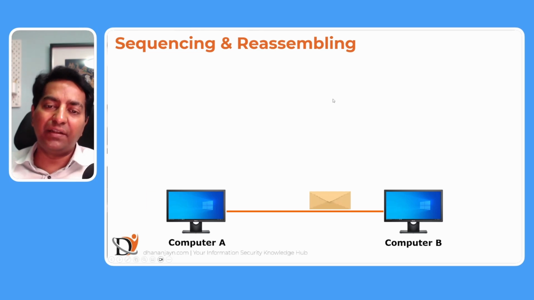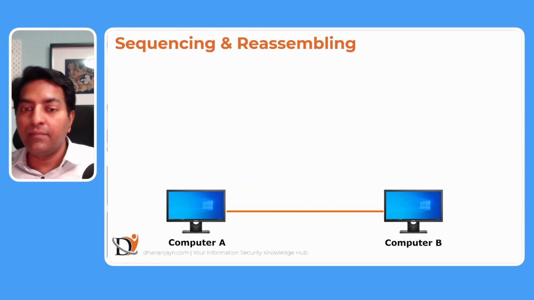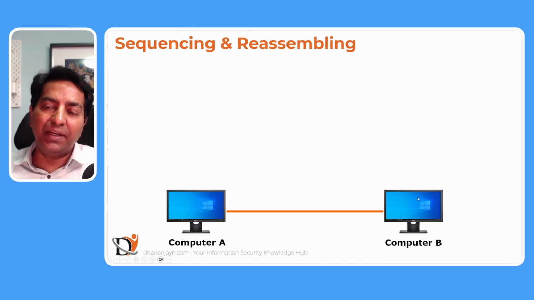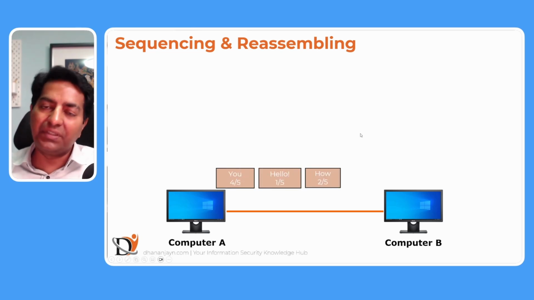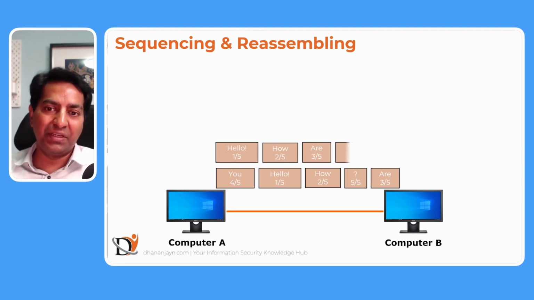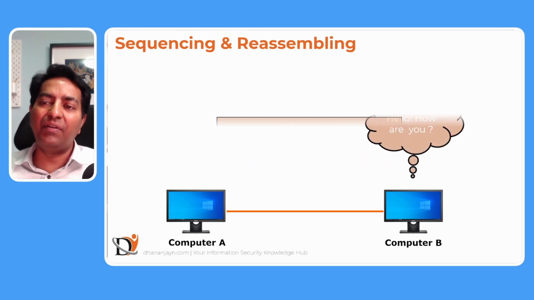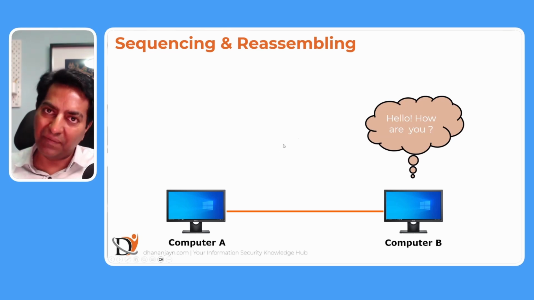Now that the data is segmented, it is being sent. Now you have the data received by computer B. It will first receive all those segments, and then it will reassemble them in proper sequence. Now the data is being sequenced and it will be displayed in the correct fashion.